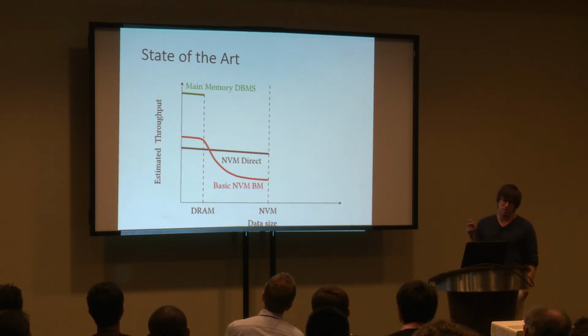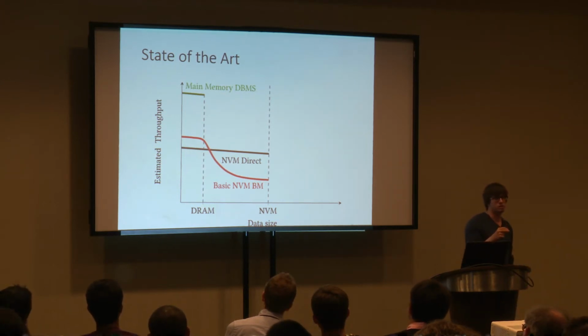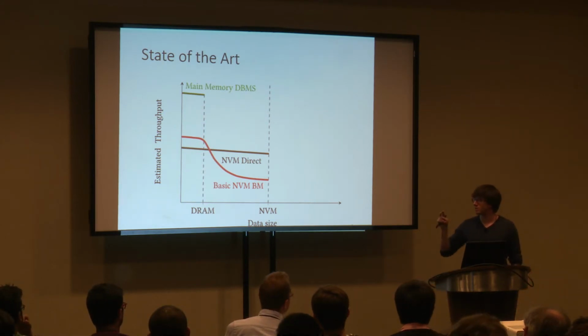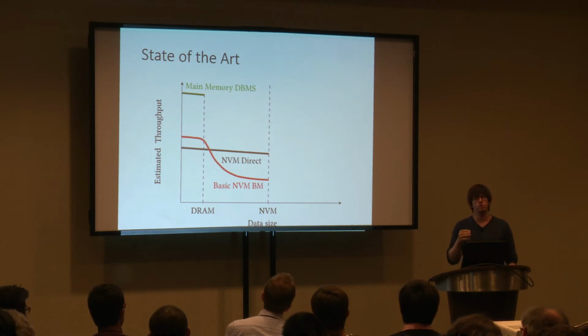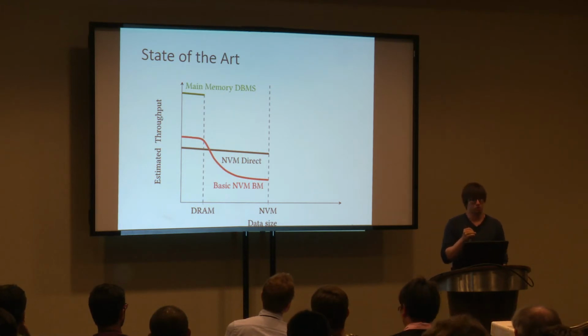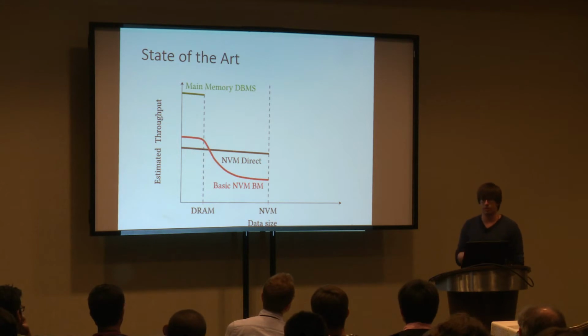So now let's look at the second approach we had, these NVM-based buffer managers. So we have a buffer manager between DRAM and non-volatile memory. And what we suspect them to do is they run reasonably fast as long as we're in DRAM, but once we hit non-volatile memory, their performance drops. And it drops quite a bit and drops beneath the performance of these NVM direct systems.